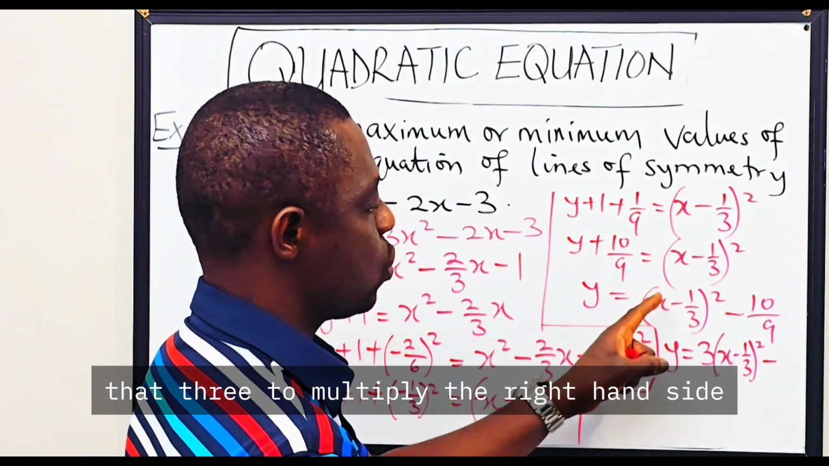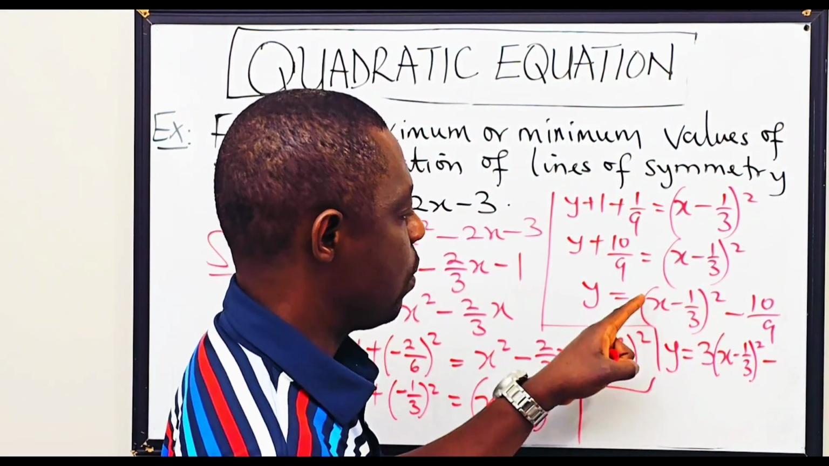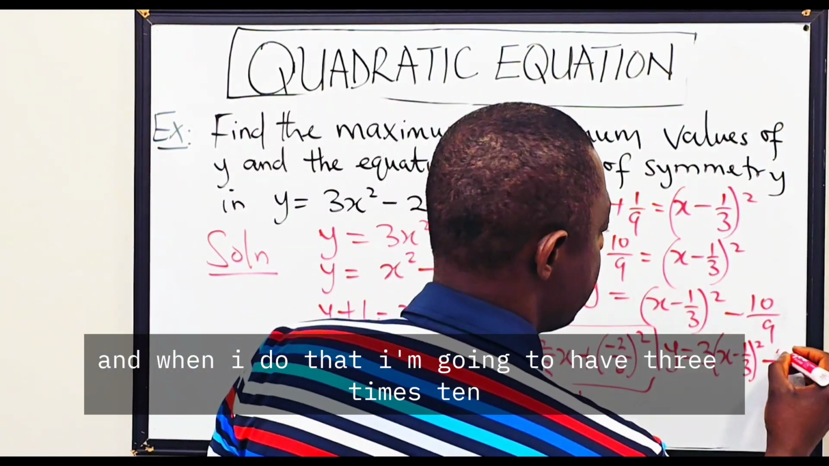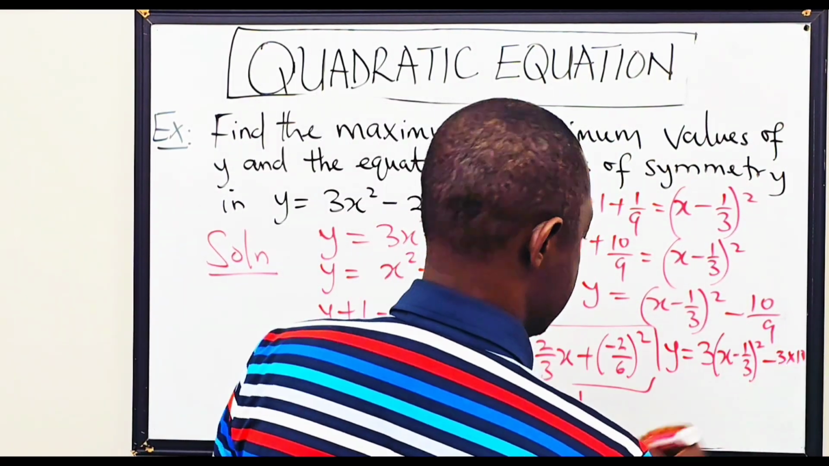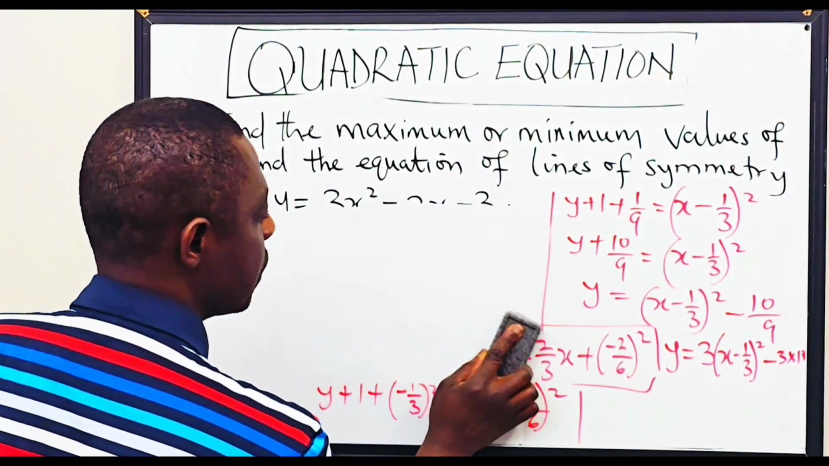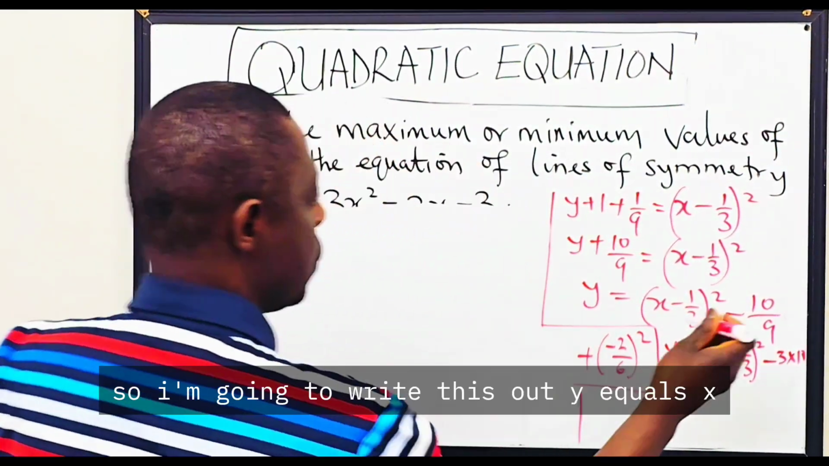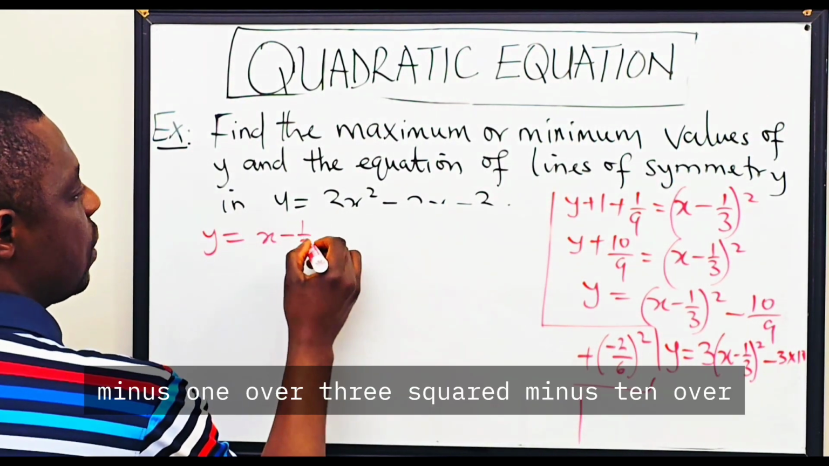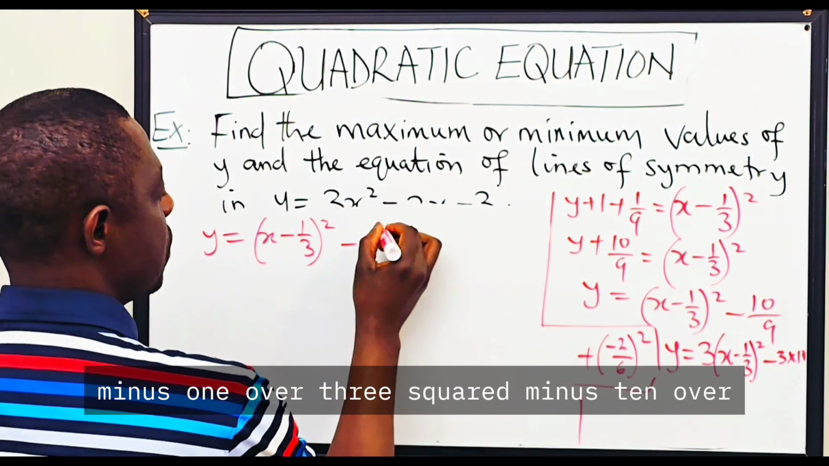I use that 3 to multiply the right hand side. So I multiply the right side by that 3. I multiply with this one, so I have to multiply with this one. And when I do that, I'm going to have 3 times 10. So I'm going to write this out. Y equals x minus 1 over 3 squared minus 10 over 9.